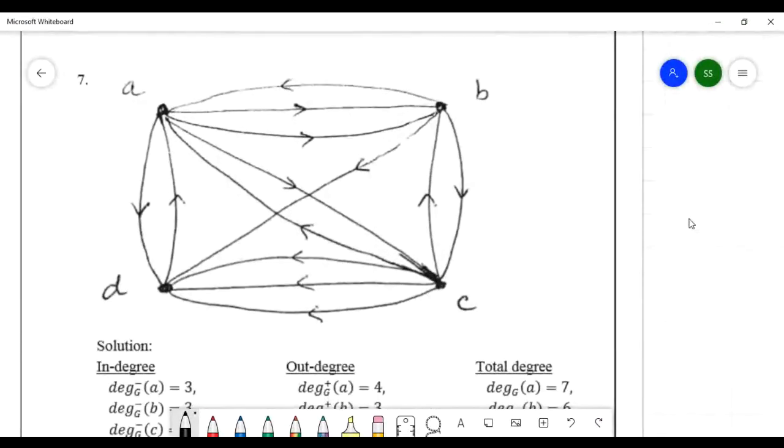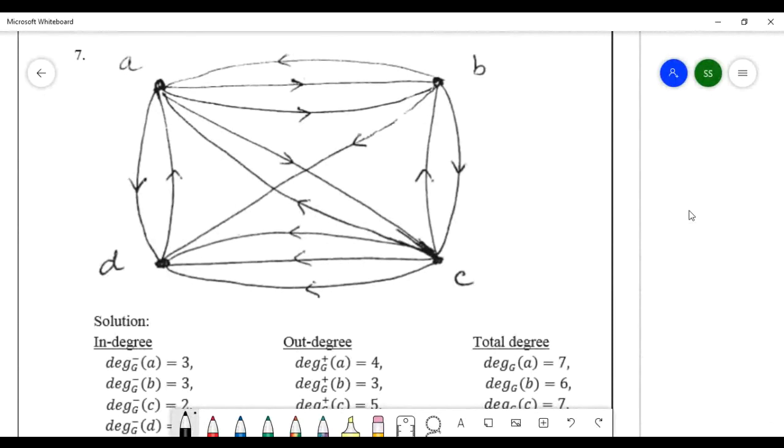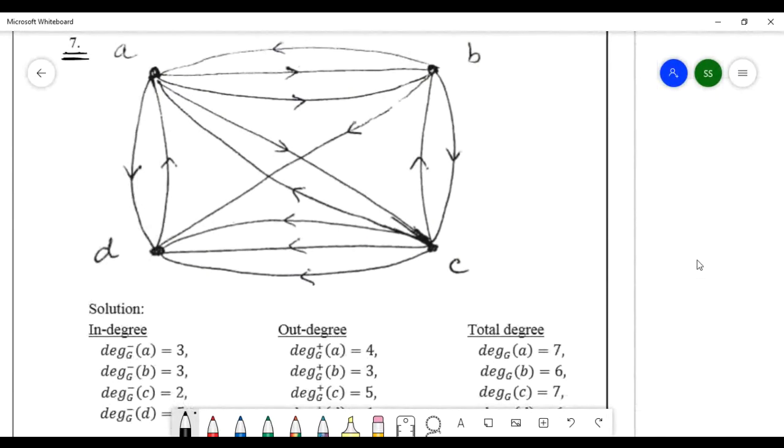Question number 7. Same method, only the graph is different. Okay, question number 7. See this. This graph is here, right? And this is a directed graph. Directed graph G. Okay. So you have to check in degree and out degree.